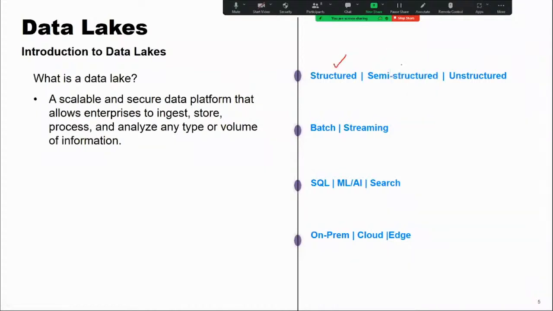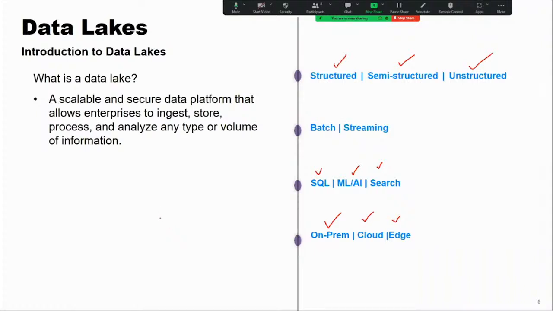We can store structured data, semi-structured data, and unstructured data. We can store either batch data or streaming data. It should be able to support SQL, ML, and searching. We can store on-prem data and cloud data. So it is a scalable and secured platform to store the data and retrieve the data for further analysis or processing purposes. So this is what a data lake is.